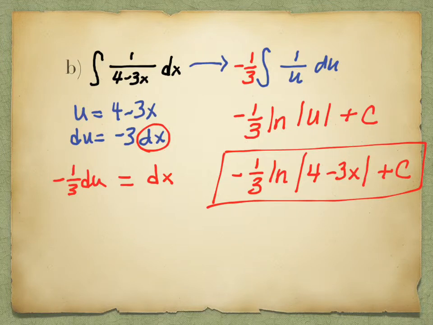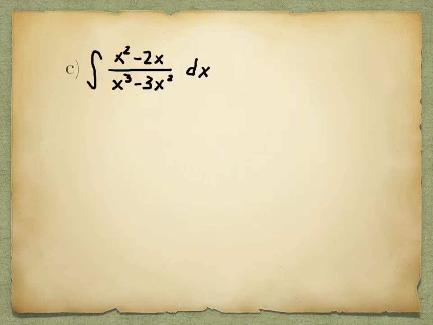Okay. Let's do another one. We've got x squared minus 2x over x cubed minus 3x squared. What do you want to try?